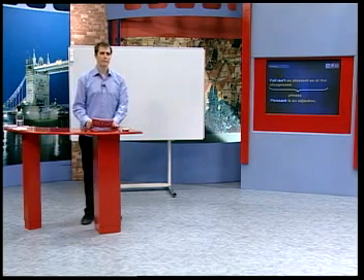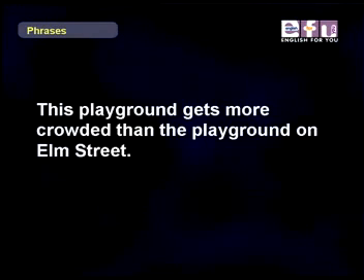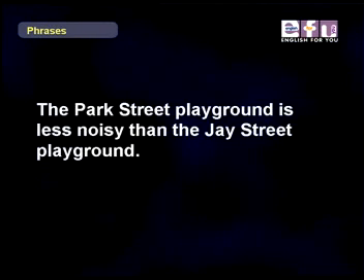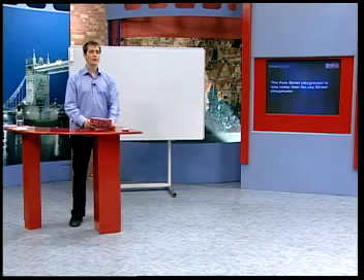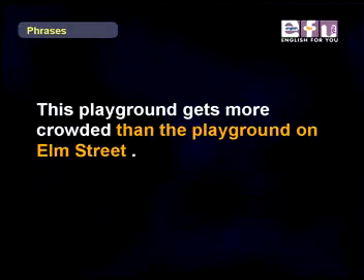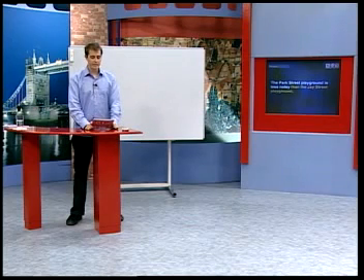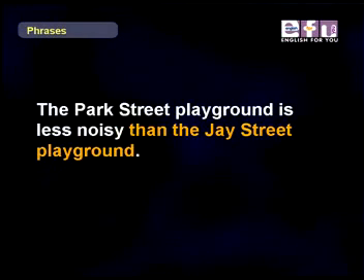Please take a look at these examples. This playground gets more crowded than the playground on Elm Street. The Park Street playground is less noisy than the J Street playground. In the first sentence, than the playground on Elm Street is the phrase. In the second sentence, than the J Street playground is the phrase.